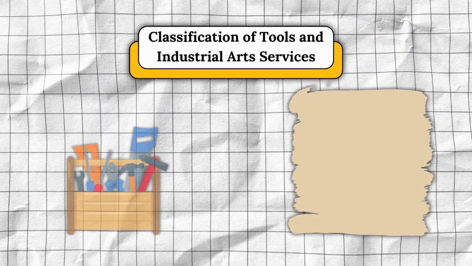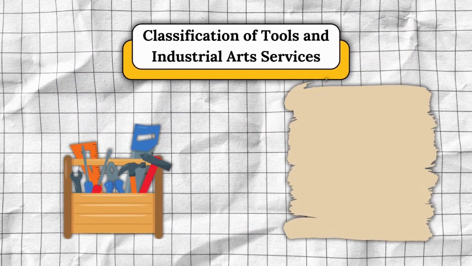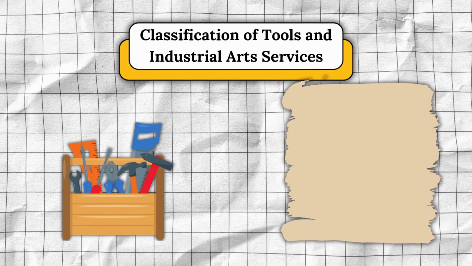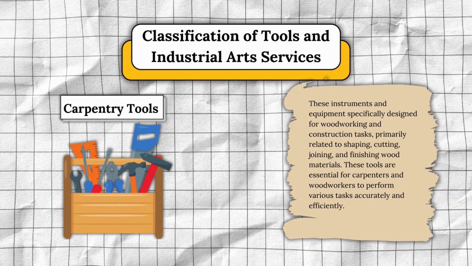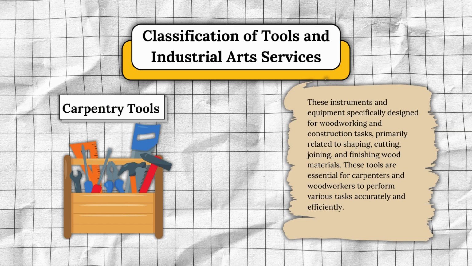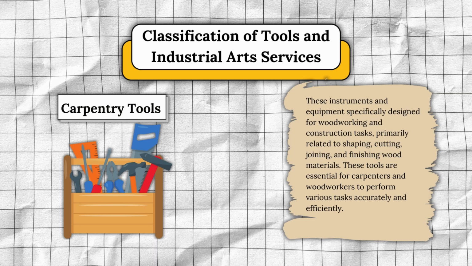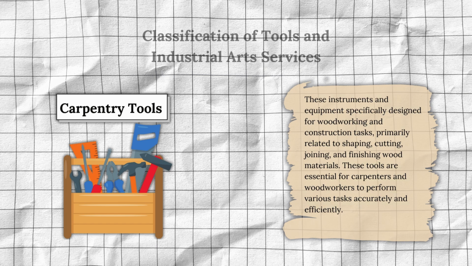Now for classification of tools in industrial art services. We have first, carpentry tools. These are instruments and equipment specifically designed for woodworking and construction tasks, primarily related to shaping, cutting, joining, and finishing with materials. These tools are essential for carpenters and woodworkers to perform various tasks accurately and efficiently.